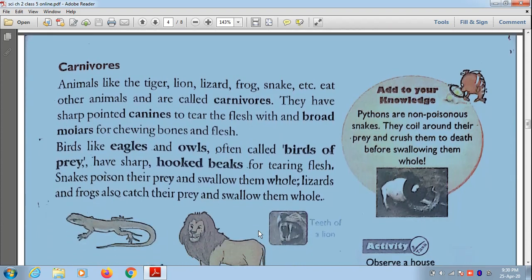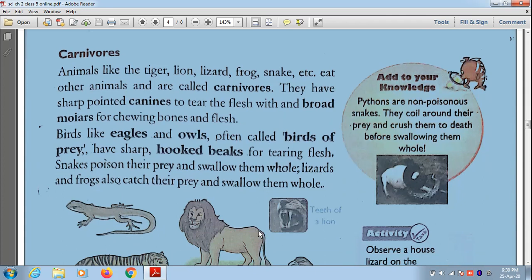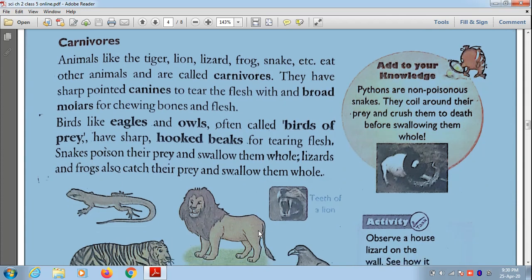Moving ahead, we have carnivores. All the dangerous animals are in this category, right? Like lion, tiger, lizard, frog, snake, etc. Now, since they are carnivores and they eat the flesh of other animals, they have sharp pointed canines to tear the flesh with and broad molars again for chewing the bones and flesh. So that's their adaptive feature. What is their adaptive feature? They have pointed canines and broad molars.